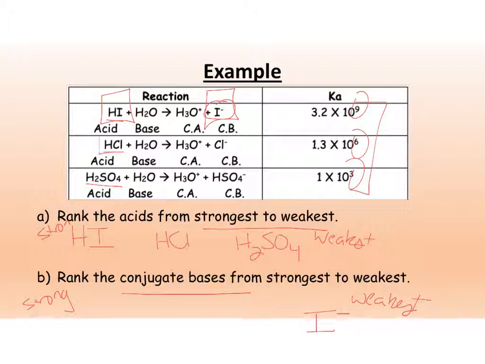Okay, and then we have HCl as the acid with Cl minus as the conjugate base. This guy was the middle of the road, at least with these three acids in terms of strength, so again, its conjugate base is going to be kind of middle of the road here. And then we got H2SO4 with its conjugate base, HSO4 minus. This was the weakest acid, which makes it the strongest conjugate base.